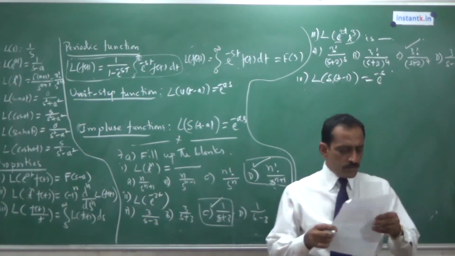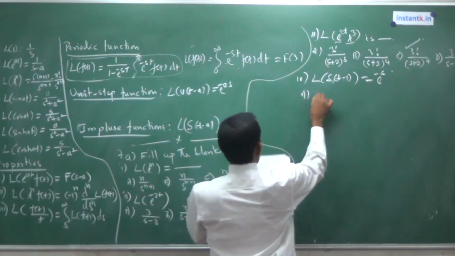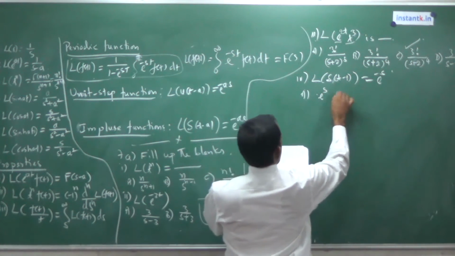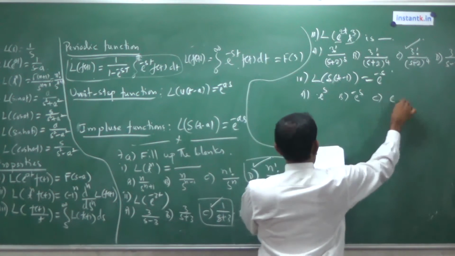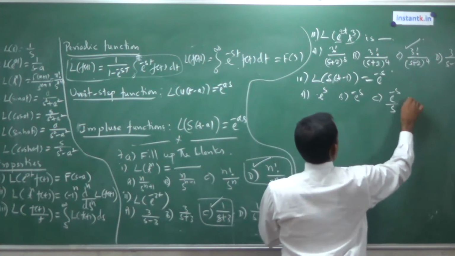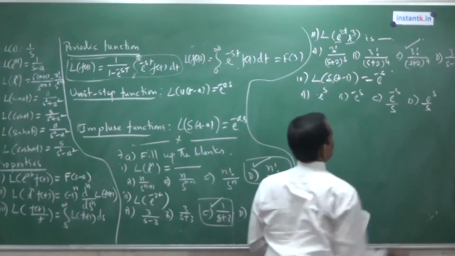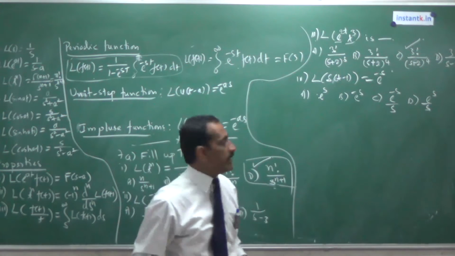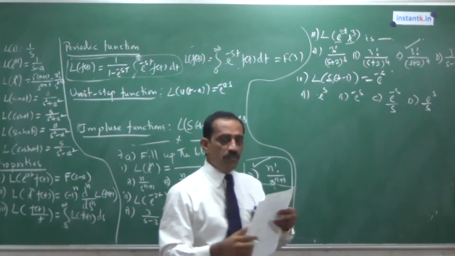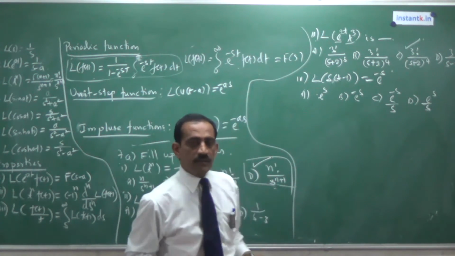The given options are e power s, e power minus s, e power minus s by s, e power s by s. So the correct one is e power minus s. So this is for the objective questions. Next, for essay type.